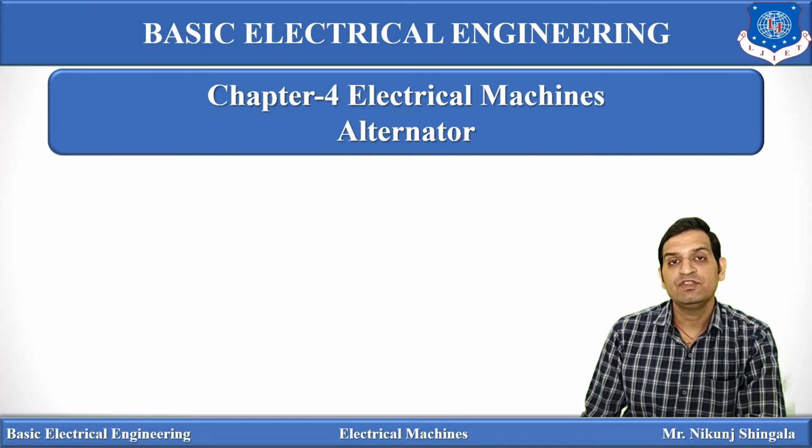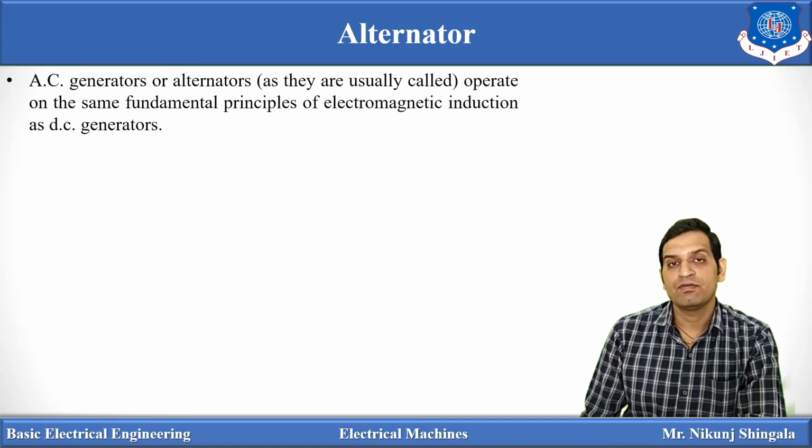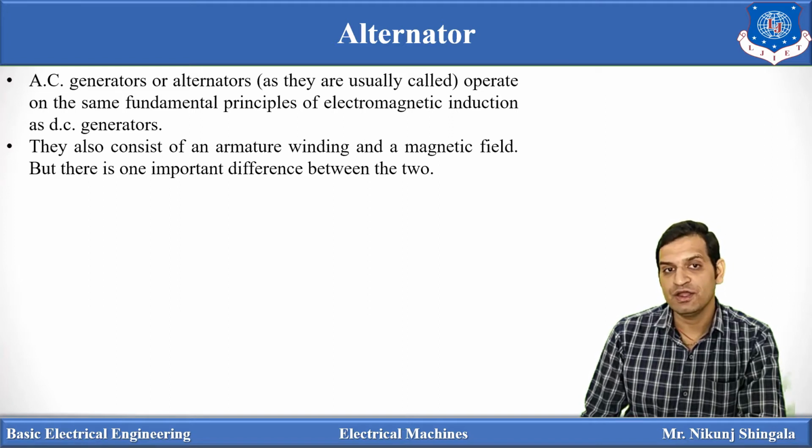Now let us start with the alternator. The alternator, also known as a synchronous generator, operates on the same fundamental principle of electromagnetic induction as that of the DC generator. The alternator also consists of two windings, armature winding and field winding, that is, a magnetic field is also there, but there is an important difference between the alternator and the DC generator.